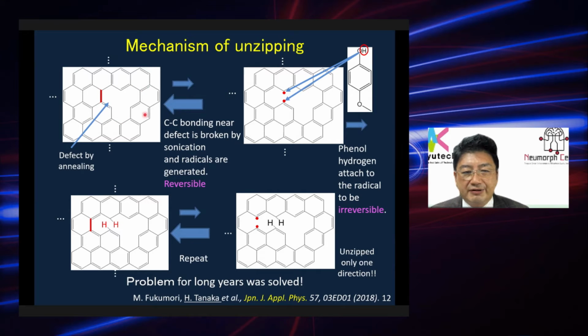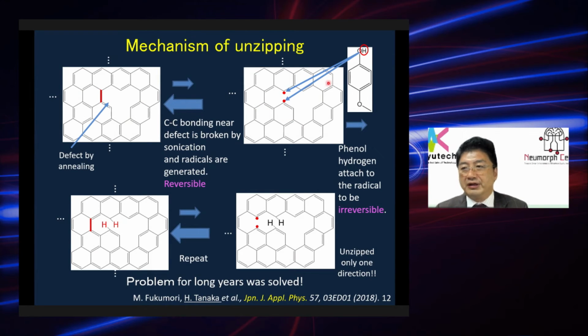Firstly, we have some defect at the side wall of the carbon nanotube, and by focusing on this CC bond, by vibration of sonication, this bond is disconnected and connected repeatedly. So when it is disconnected by sonication, it will become a radical like this. And this is a reversible reaction, the CC bond or radical.